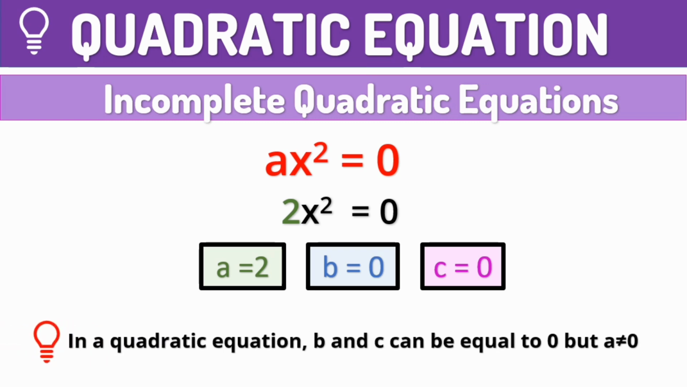Remember that in a quadratic equation, b and c can be equal to 0. Yes, it can be. But a must not be equal to 0. Okay? In a, the letter a, it should not be equal to 0, because if we let a be equal to 0, then our equation is not a quadratic anymore. Right? Okay, so let's have some exercise.